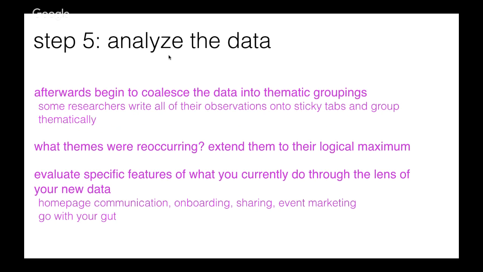Evaluate specific features of what you currently do through the lens of your new data. So saying, okay, now we have users that like this specific thing or do this specific thing. How does our homepage achieve that goal? Do our emails that go out on a regular basis do that thing well? And look at the delta between where you are and where you think you should be, then begin to make product recommendations that get you more in the direction of the conclusions that you're drawing from your user research.